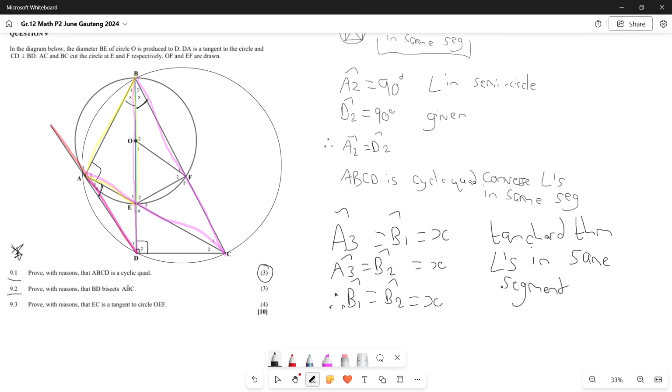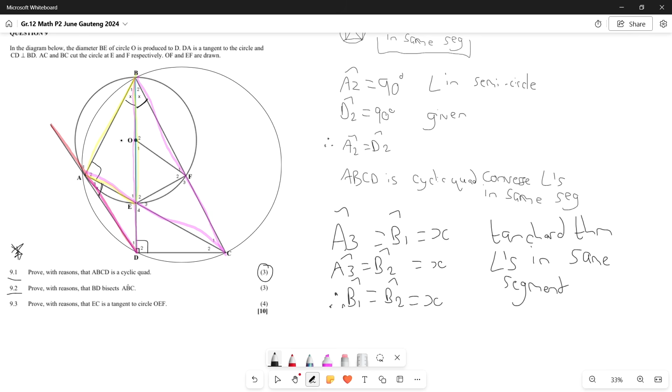And there is no reason for that. That is just a proof. We have said that A3 equals B1 and A3 equals B2, and therefore B1 equals B2. And with that, if B1 equals B2, we have proven that BD over here bisects ABC, bisects the corner, cuts it perfectly in half, so that B1 equals B2 over there.